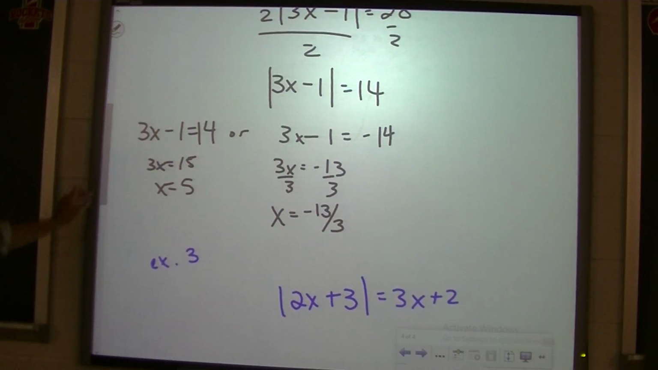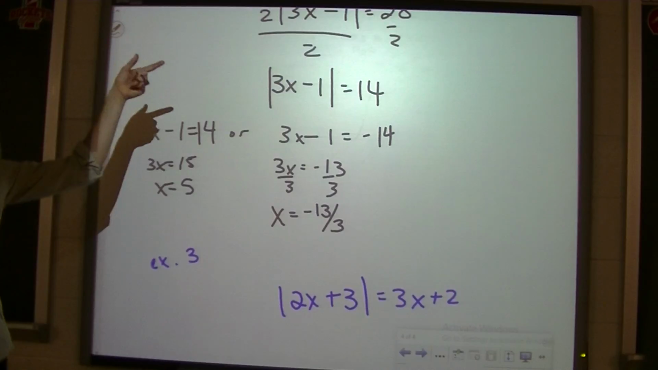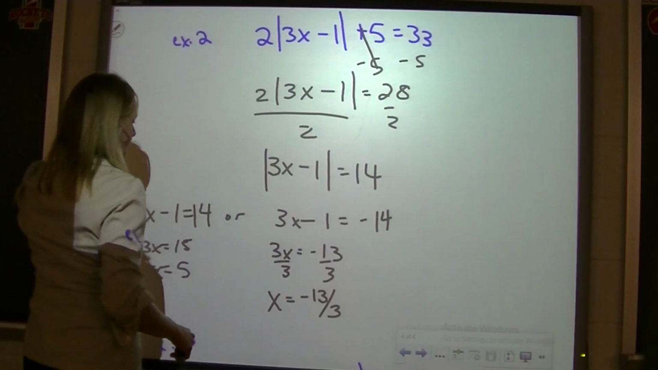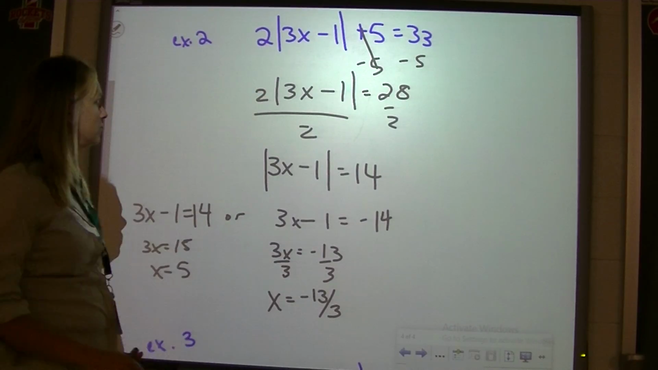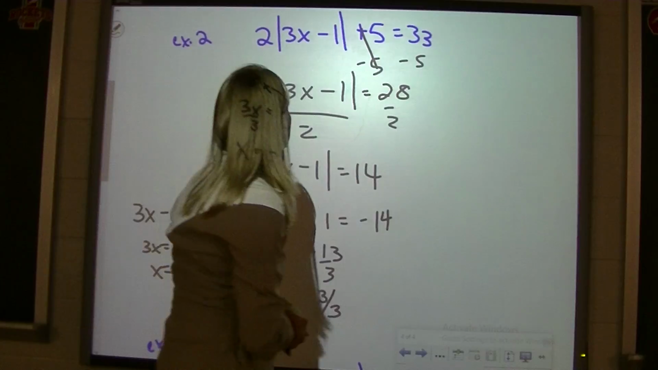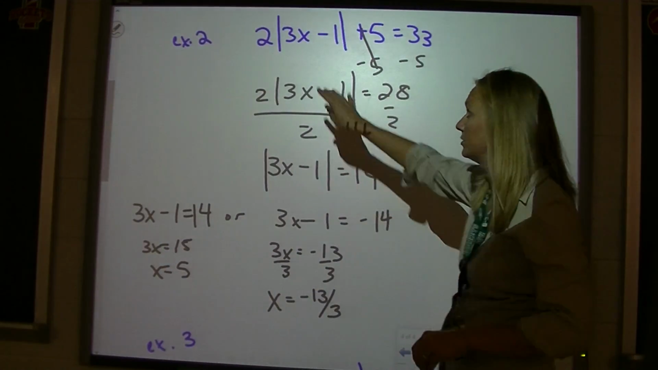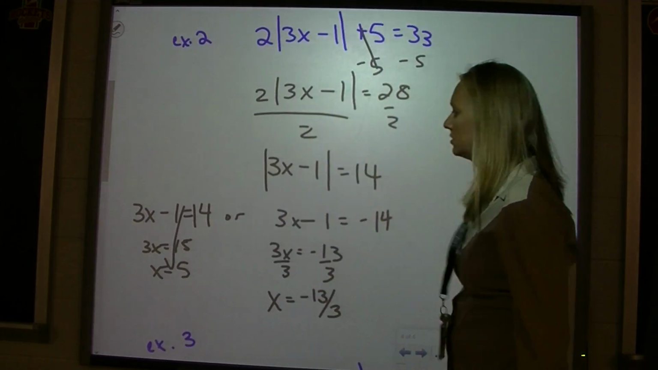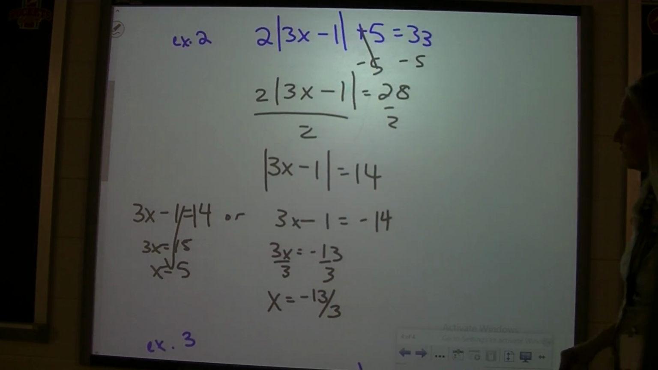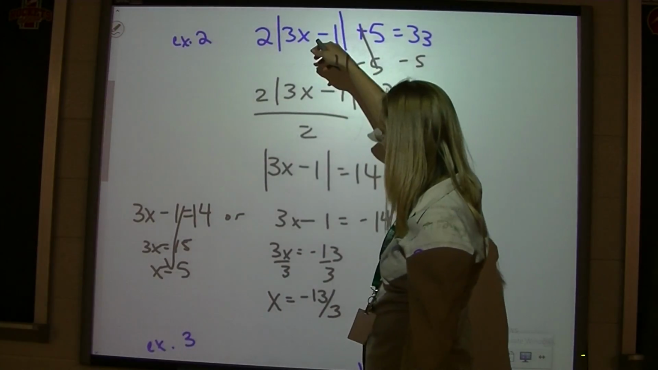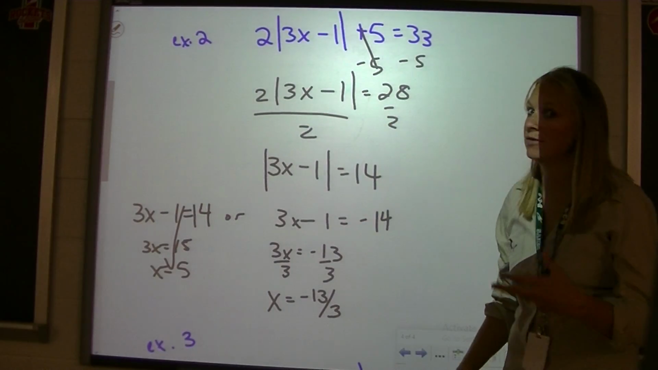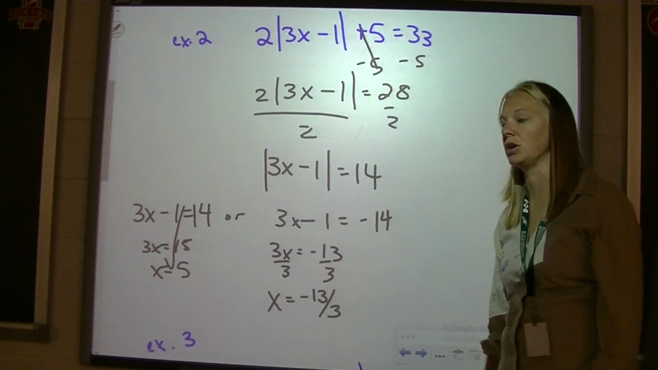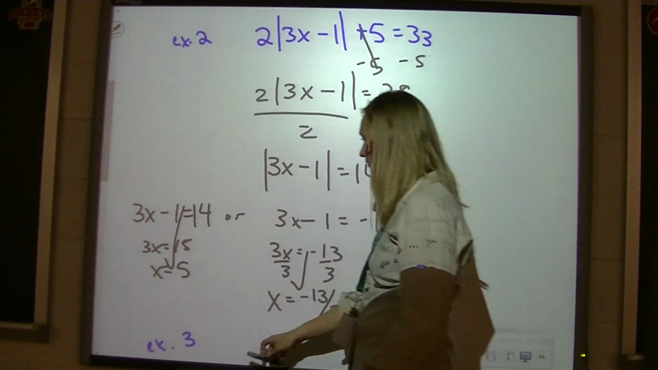By all means, check. And whenever you check, always plug it back into the original, because you may have made an error somewhere. So plug 5 in: 3 times 5 is 15, 15 minus 1 is 14, absolute value of 14 is 14, 2 times 14 is 28, 28 plus 5 is 33. This checks, we're good. Let's look here: 3 times -13/3 is -13, -13 minus 1 is -14, absolute value of -14 is +14, 2 times 14 is 28, 28 plus 5 is 33. Perfect, that checks out as well.